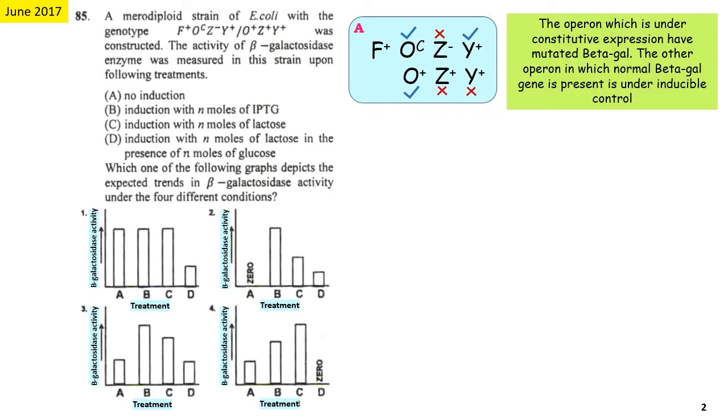So the overall conclusion is that the operon which is under constitutive expression, that is this operon, has mutated beta gal, so it won't show beta galactosidase enzyme activity, and the operon in which the normal beta galactosidase gene is present is under inducible control. So in the absence of inducer, this will also not express any beta galactosidase gene product.